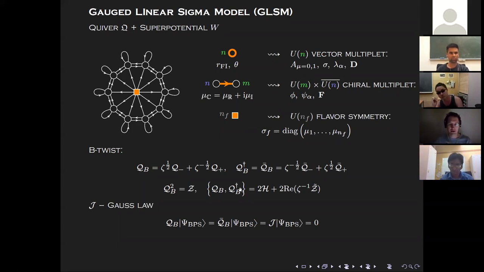We will consider the B-twisted theory. So my BPS wave functions are annihilated by Q_B and Q_B bar. And also, because of gauging, I acquire an additional first order constraint that represents Gauss law. So physical states are also annihilated by this operator G.